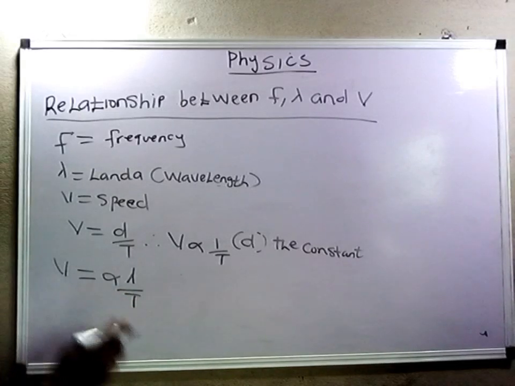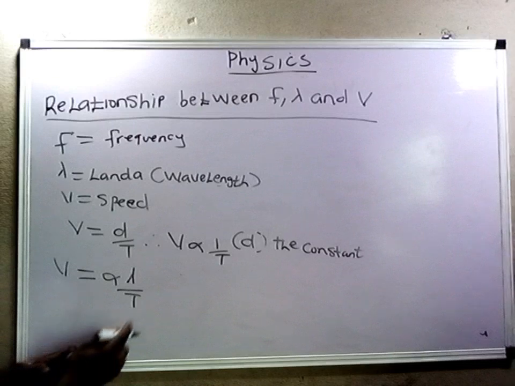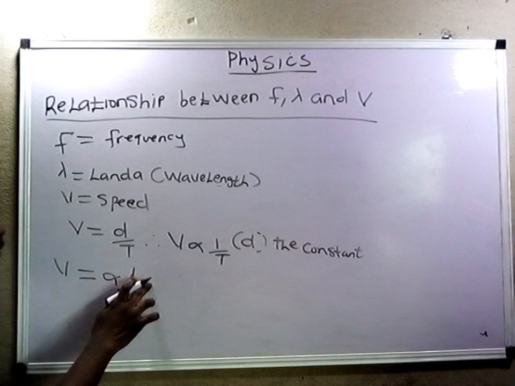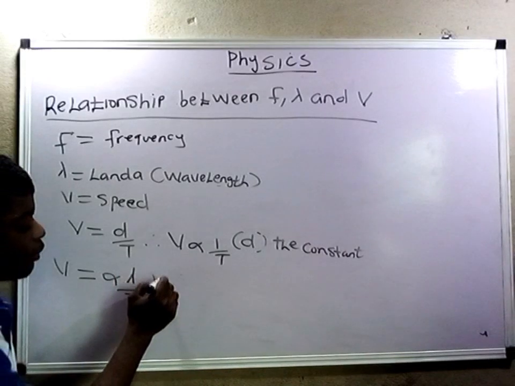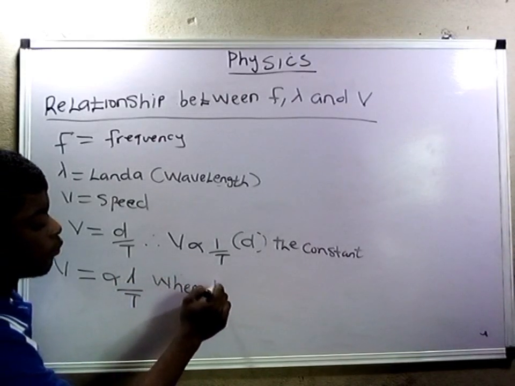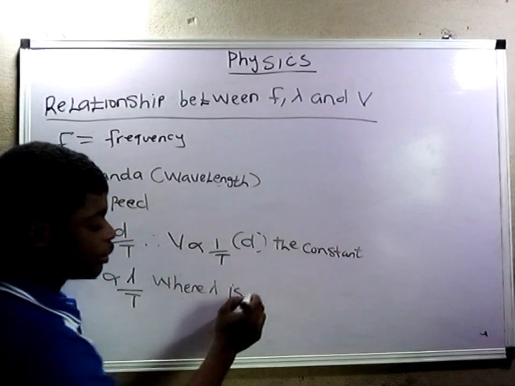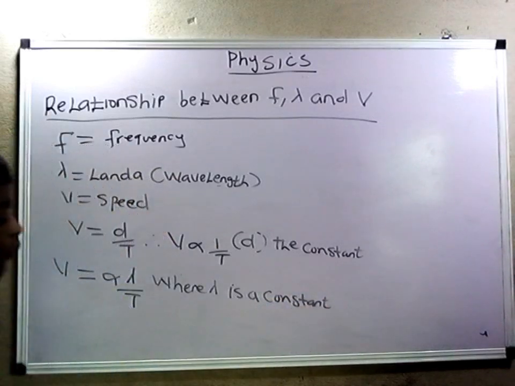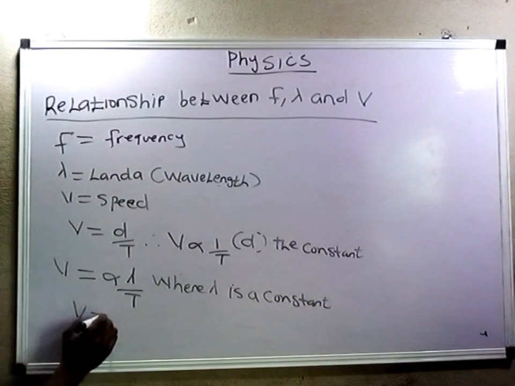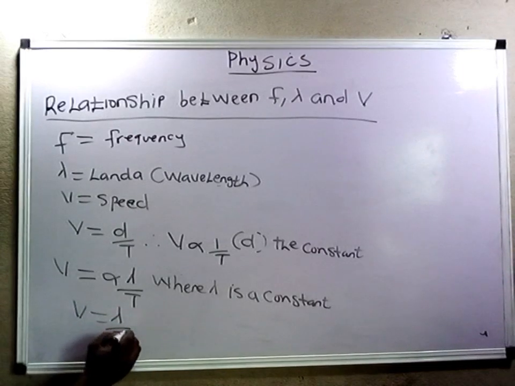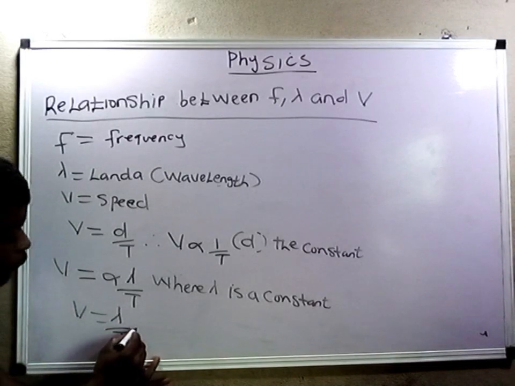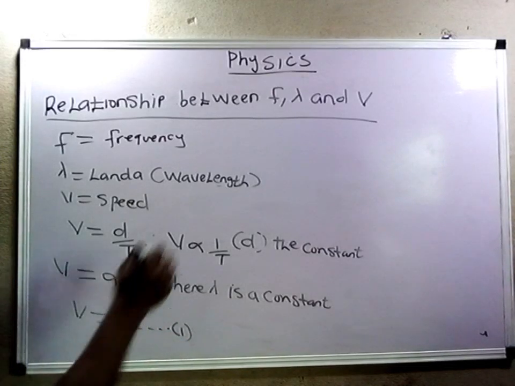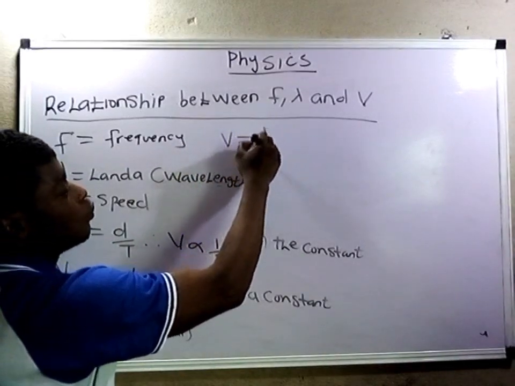Therefore, by putting a constant, where lambda is a constant, V will now be equal to lambda over t. So that was how the first formula was got in question 1. So I've derived our formula: V is equal to lambda over t.